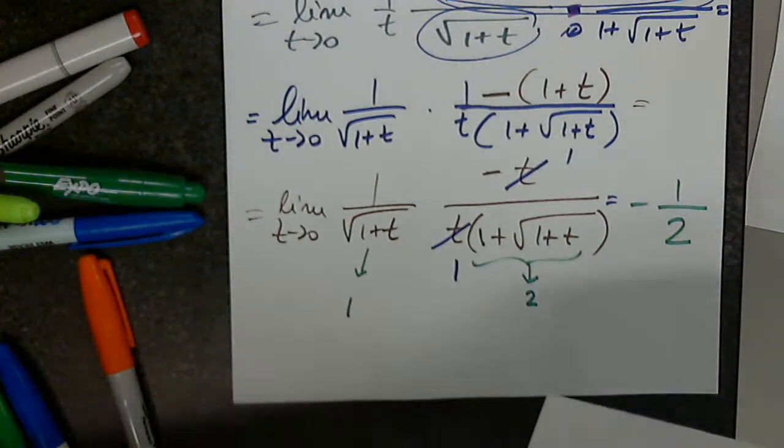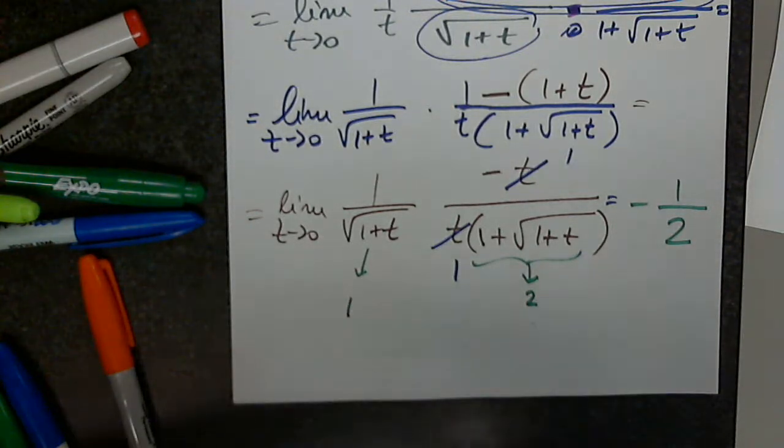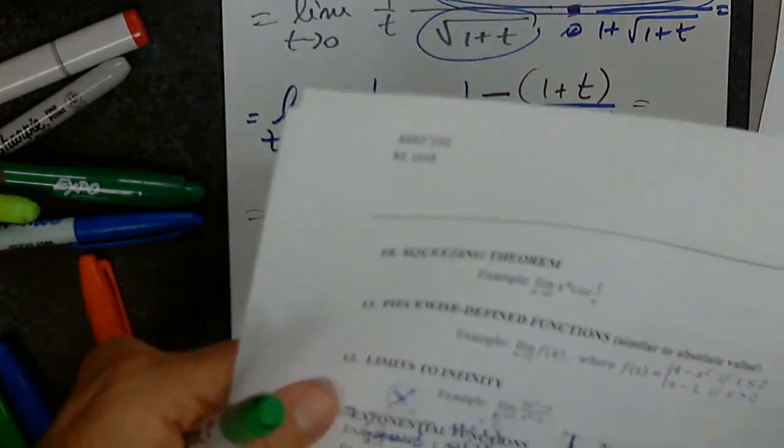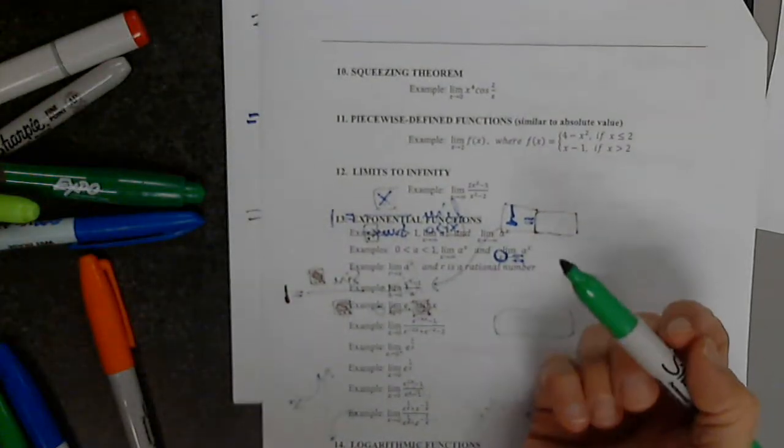It's a lot of work with these limits. And there are so many different types. Okay, let's go to the second page.